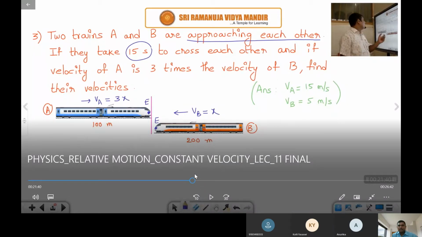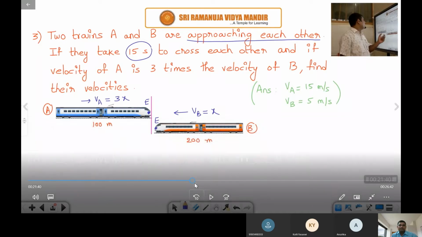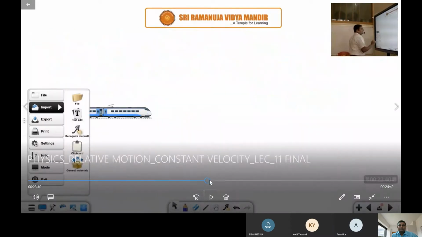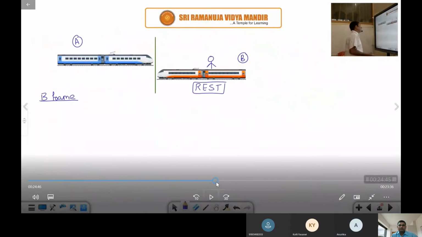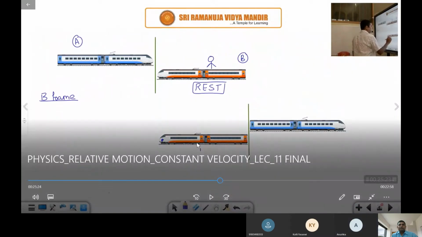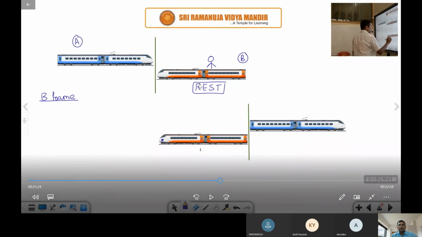Anyway, first step is over. What is the second step? Standing on either of the frames. Correct. So on which frame should we stand? A frame or B frame? B frame. Okay. So when you stand on B frame, B is at rest. Now A has to move. How much distance should A move so that we can say A has crossed B?